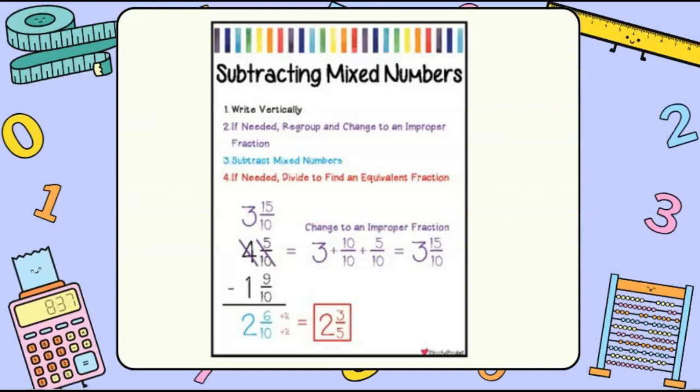When we subtract mixed numbers, we're going to do very similar to what we did for adding mixed numbers. We're going to write them vertically. If we need to, we'll regroup and change to an improper fraction. We'll subtract our mixed numbers, and if needed, we'll find our equivalent fractions and simplify.